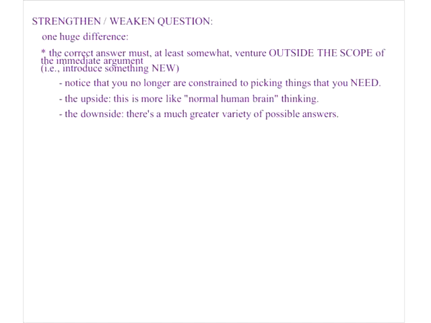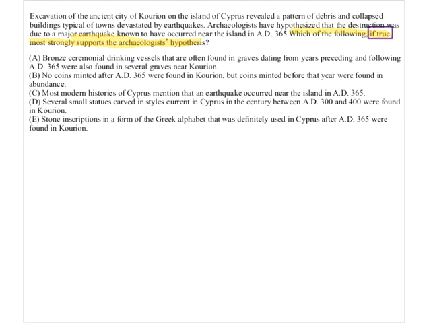With strengthen and weaken, we're allowed to venture outside the immediate scope. And in fact, we have to, because otherwise you can't strengthen. You can't strengthen an argument by just reiterating the talking points that are already there. And you also can't weaken an argument by reiterating what's already there either, because those statements would already be there. So let's keep that in mind. Remember that going outside the scope here is okay, unlike find the assumption.